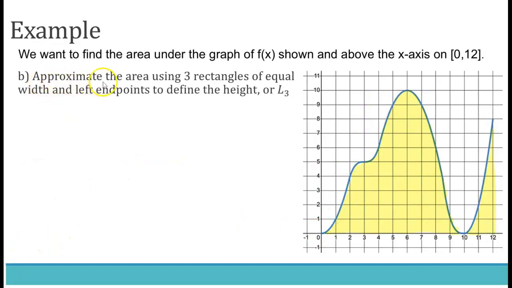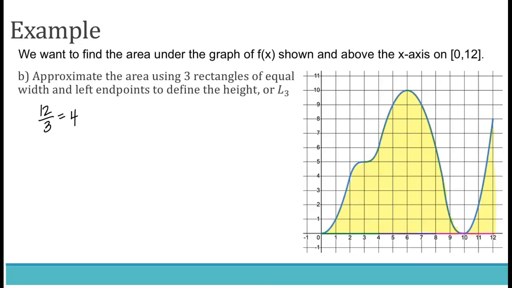In part B, we want to approximate the area using 3 rectangles of equal width and left endpoints to define the height, or L3. So this time, if we're only using 3 rectangles and we want to have equal width, then that interval from 0 to 12 is going to be split into 3 equal parts, so each one is going to have a width of 4. So my first interval is going to extend from 0 to 4. My next interval is going to extend from 4 to 8, and my last interval will extend from 8 to 12.